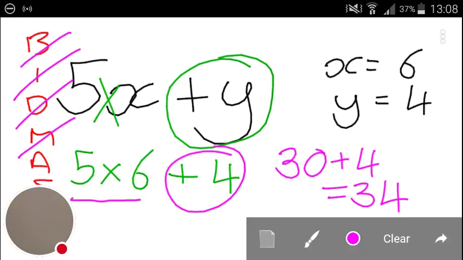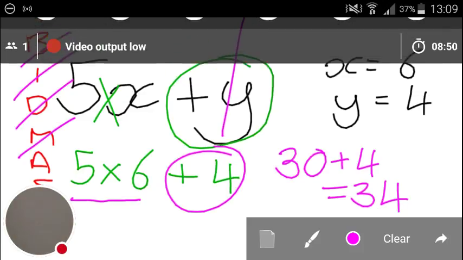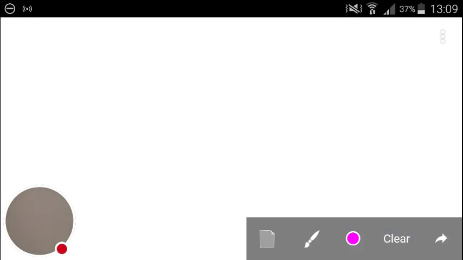Now to give you a little bit of practice, I'm going to put a few questions onto the screen and you can attempt them. I'll give you a couple of minutes on this, and then we shall review in a minute.